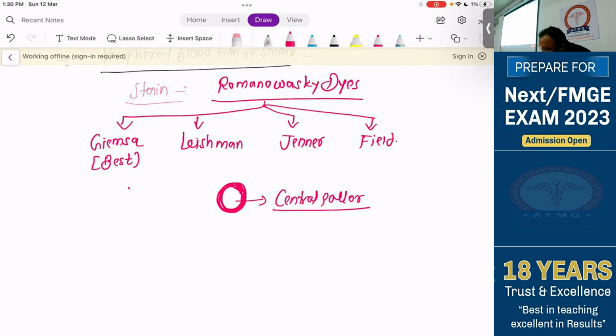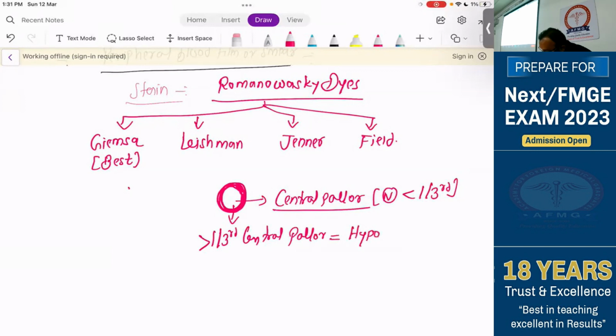So remember, central pallor is normal when it is less than 1/3. But here it is more than 1/3 central pallor. So that's why it is called as hypochromia.